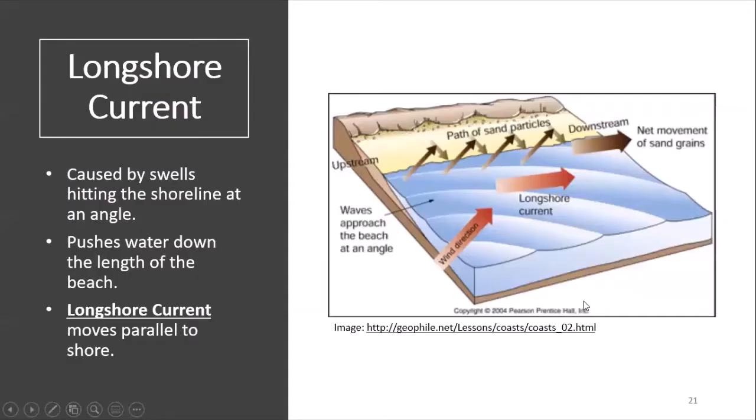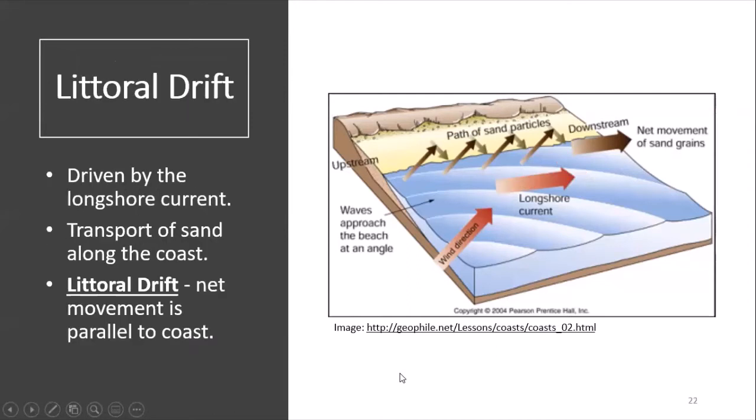Next, we will discuss longshore current and littoral drift. Longshore current is an ocean current that moves parallel to the shore. It's caused by swells sweeping into the shoreline at an angle, pushing water down the length of the coast in one direction. This creates what's known as littoral drift.